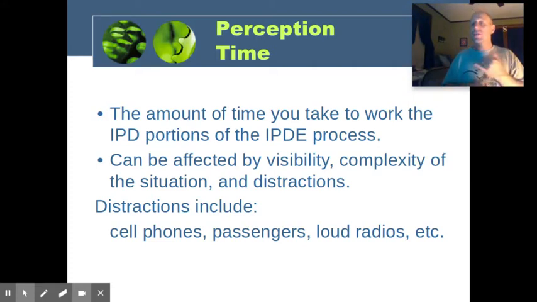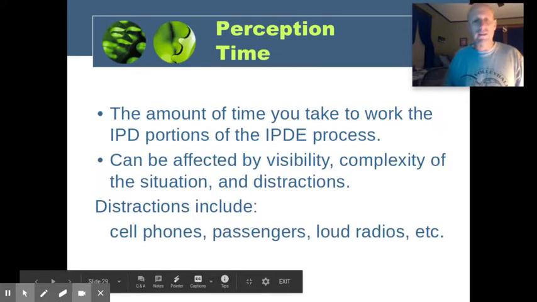Can also be affected by the complexity of the situation. This is one of the reasons that distracted driving is so dangerous, because it complicates the situation. And you see their distractions are listed as well, and they can be part of that complexity. Complexity could also just be heavy traffic, so there's a lot to look at. Distractions include things like cell phones and passengers and loud radios.